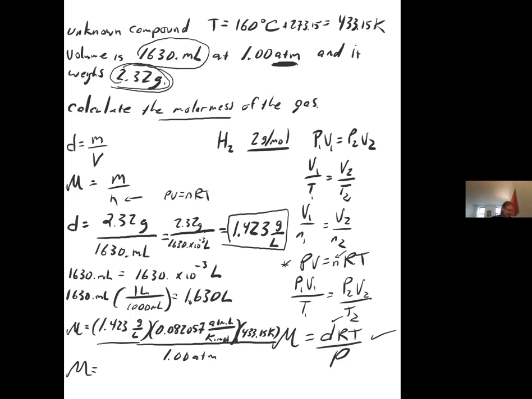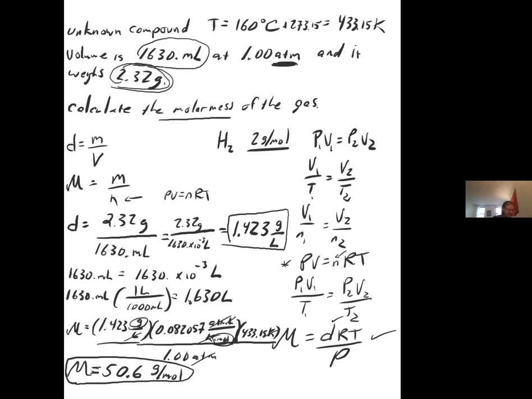Okay, so let's take a look. We got 1.423 times 0.082057 times 433.15, and it looks like you got about 50.6. And then the dimensional analysis is your liters cancel, atmospheres cancel, kelvins cancel, and you got grams per mole. Okay, so that's 3 sig figs, which is what they asked for. It's 50.6 grams per mole. So that's all it's really asking for.